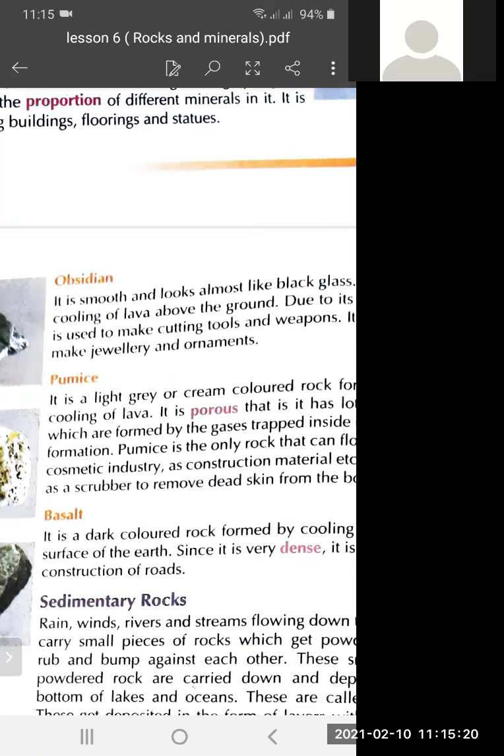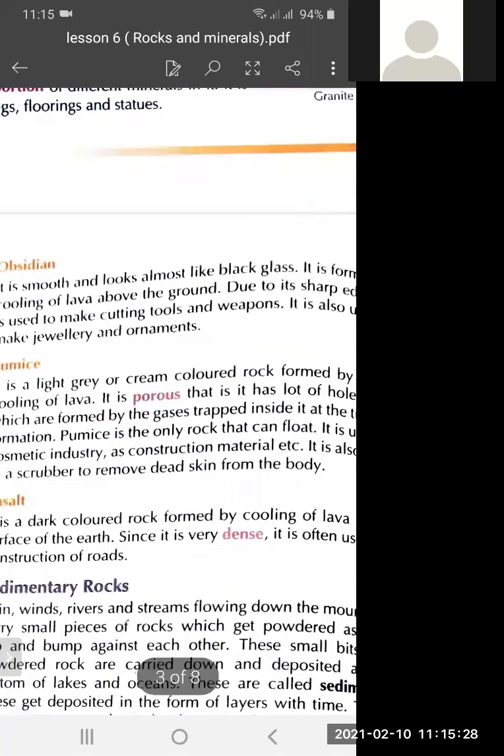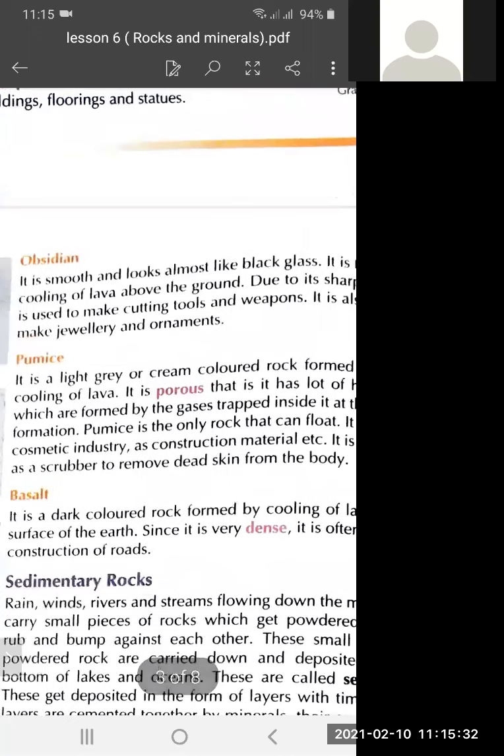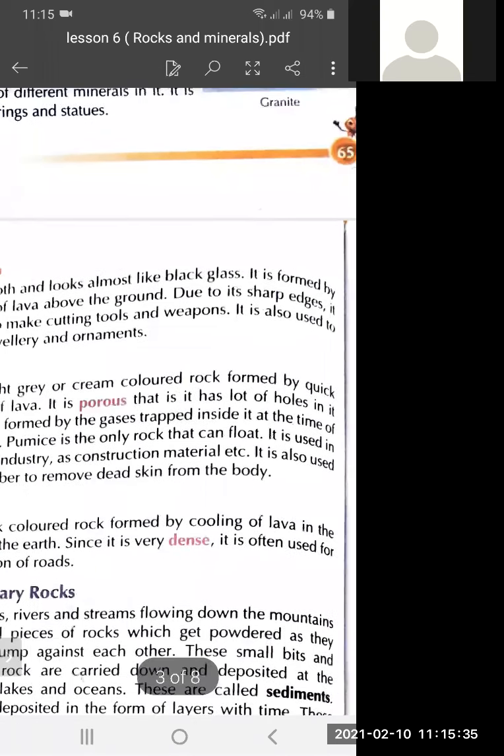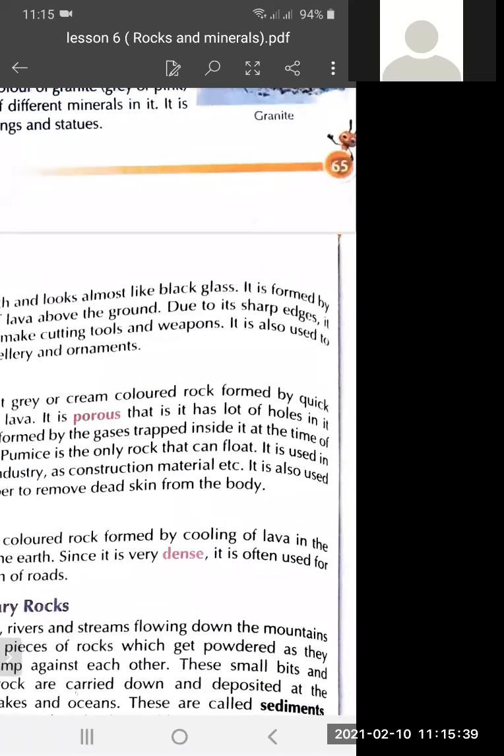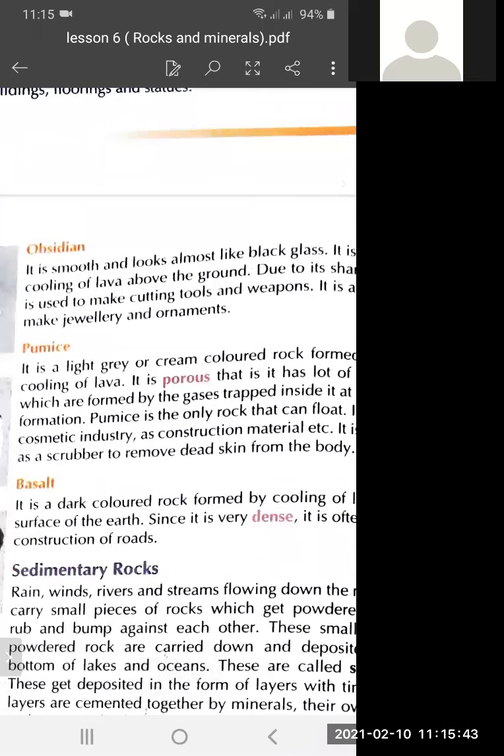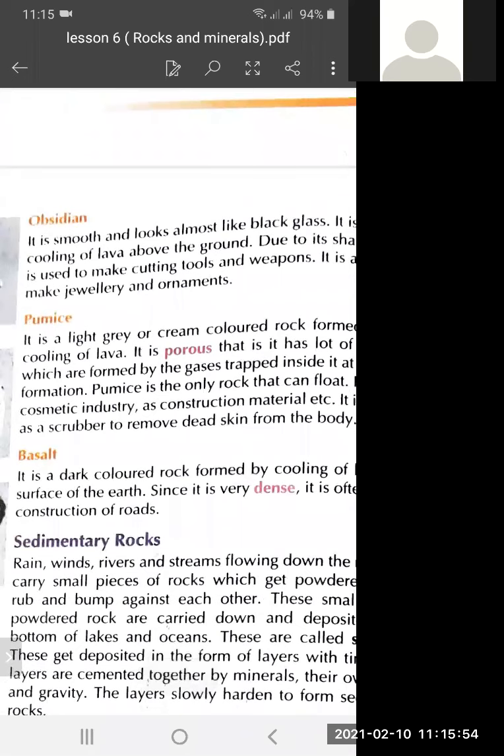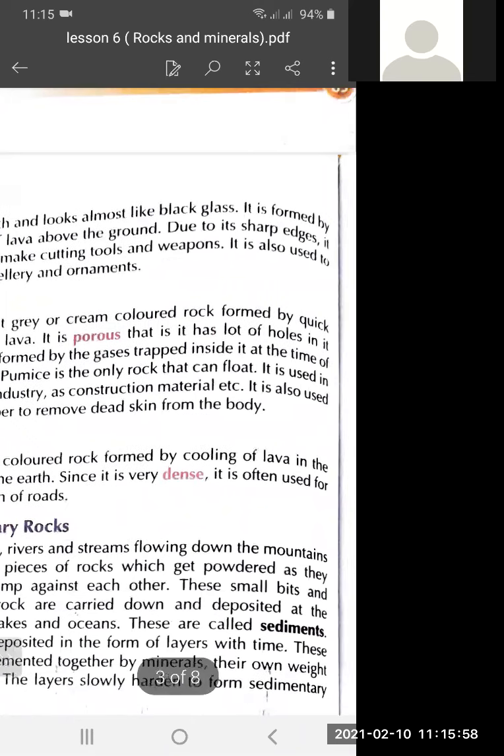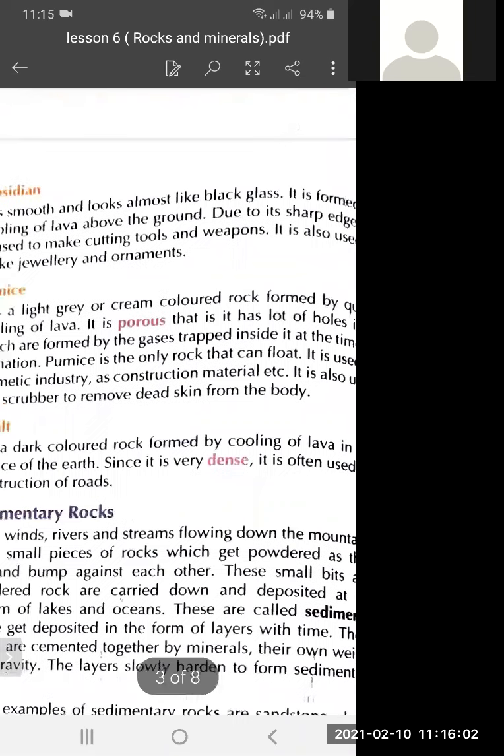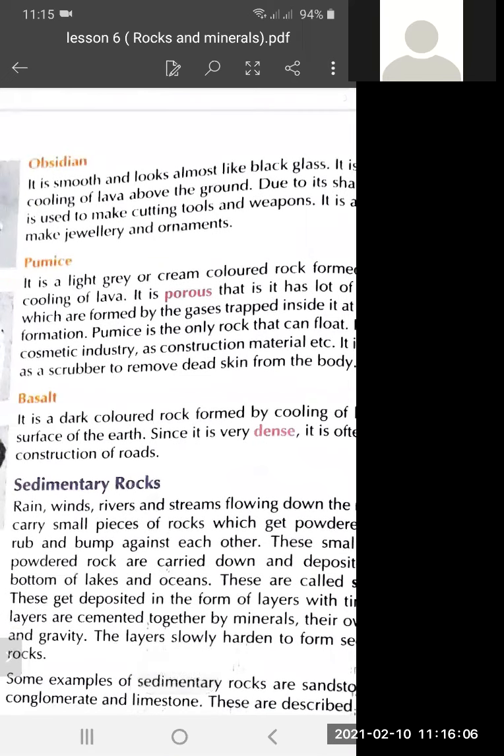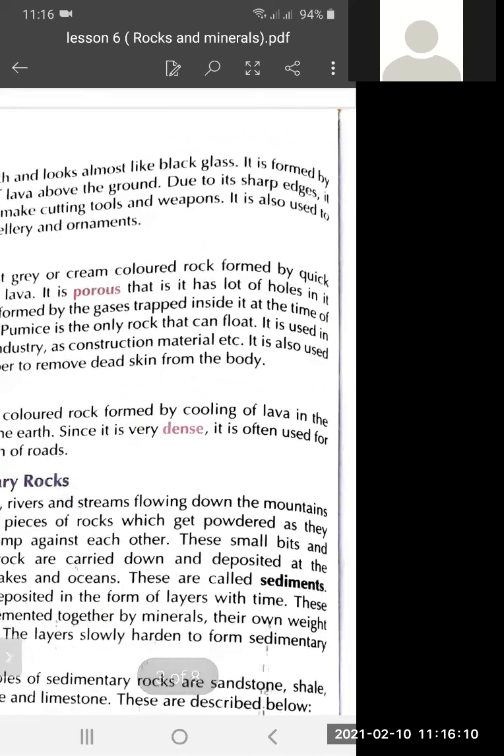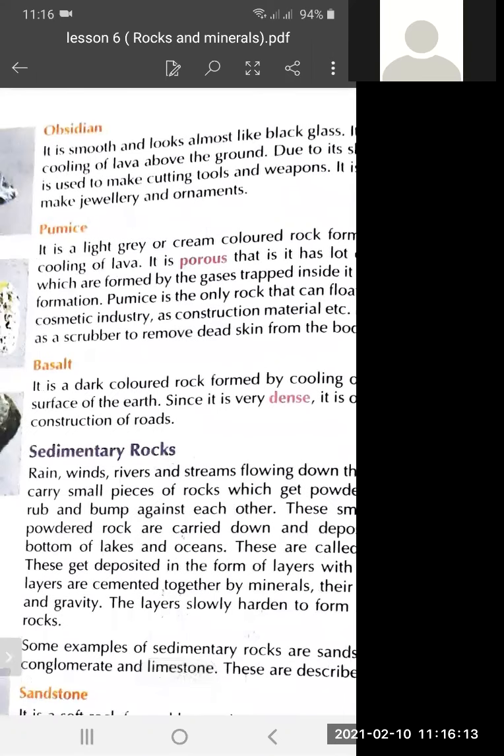Pumice. It is a light gray or cream colored rock formed by quick cooling of lava. It is porous, that is, it has lots of holes in it, which are formed by the gases trapped inside it at the time of formation. Pumice is the only rock that can float. It is used in cosmetic industries, as construction material, etc. It is also used as a scrubber to remove dead skin from the body.